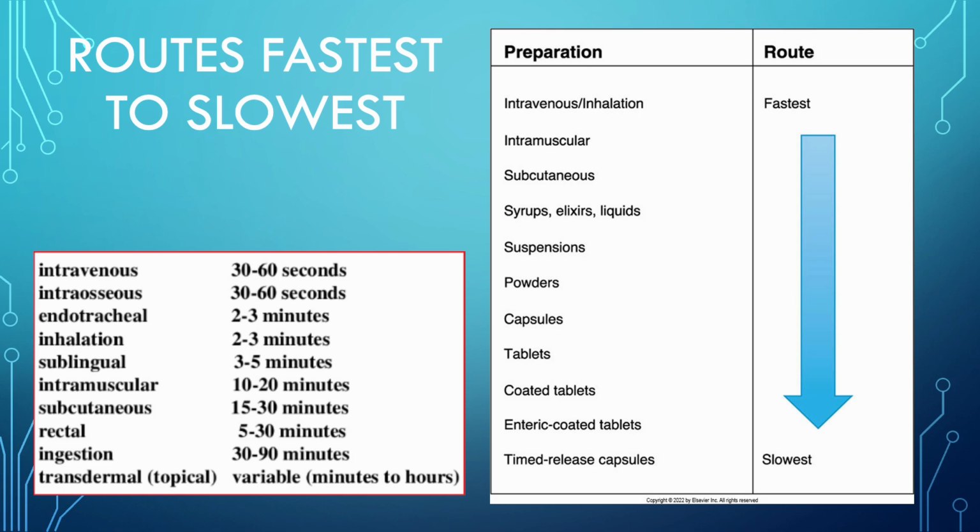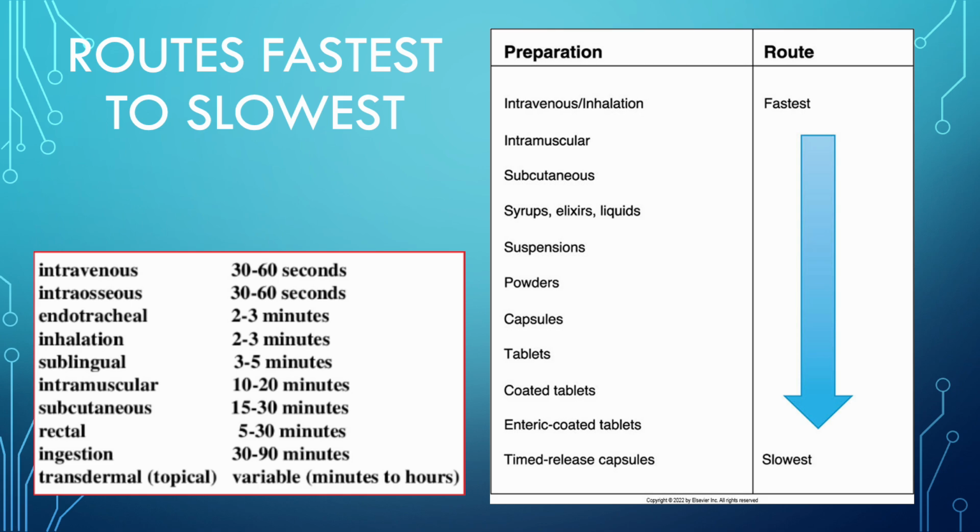If we inhale that medication, or if they put it down an endotracheal tube directly into your lungs, that medication is going to be absorbed and start working relatively quickly in just 2 to 3 minutes. Sublingual under our tongue, like nitroglycerin, or sometimes Zofran, an anti-nausea medication, can be given under the tongue.